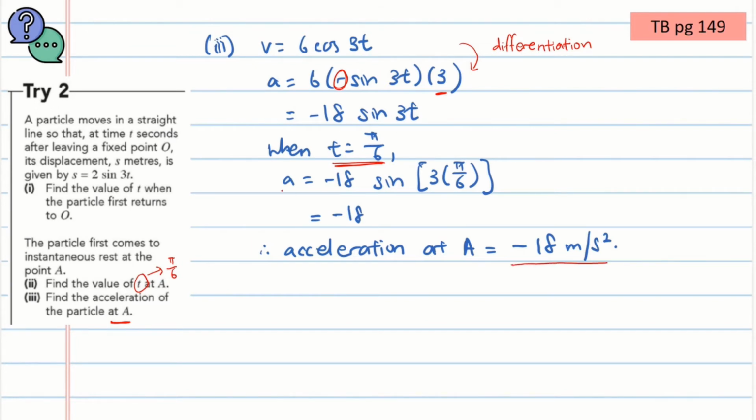Okay, the function a itself finds for us the acceleration, so there's no need for us to go and interpret whether it is a deceleration or acceleration. We just take it as a, as acceleration, therefore the answer will be negative 18 meters per second squared. Okay, that's the unit for acceleration.